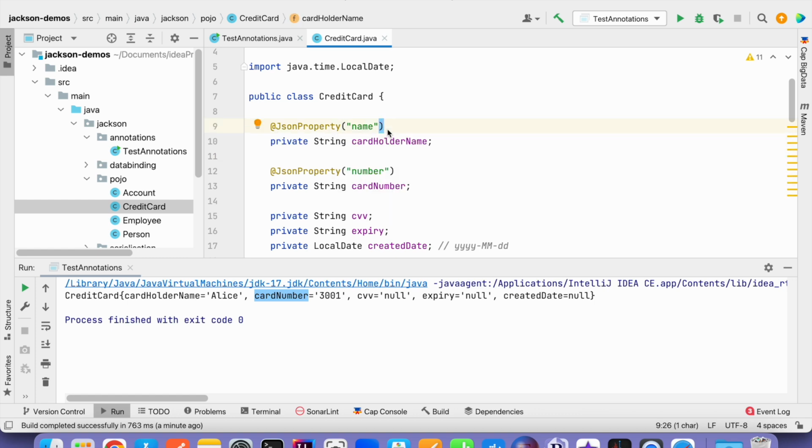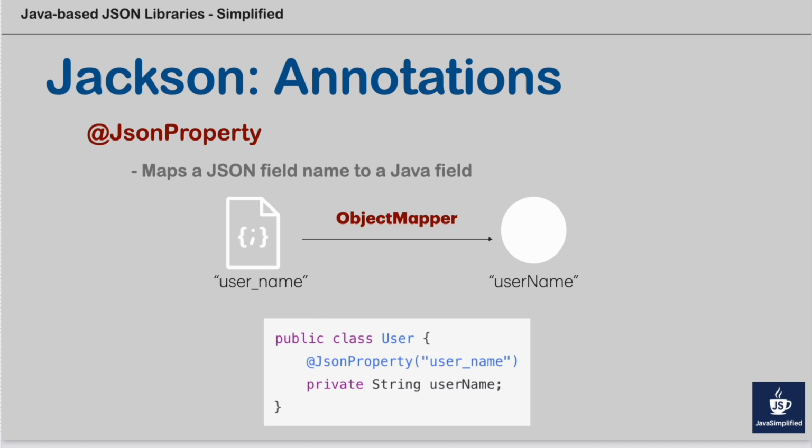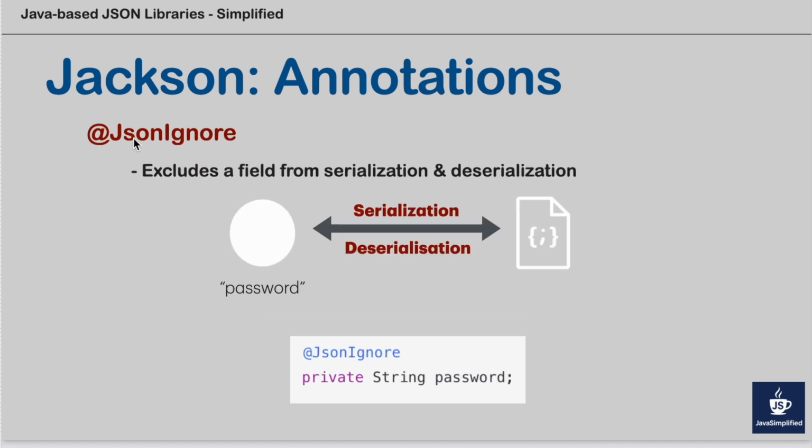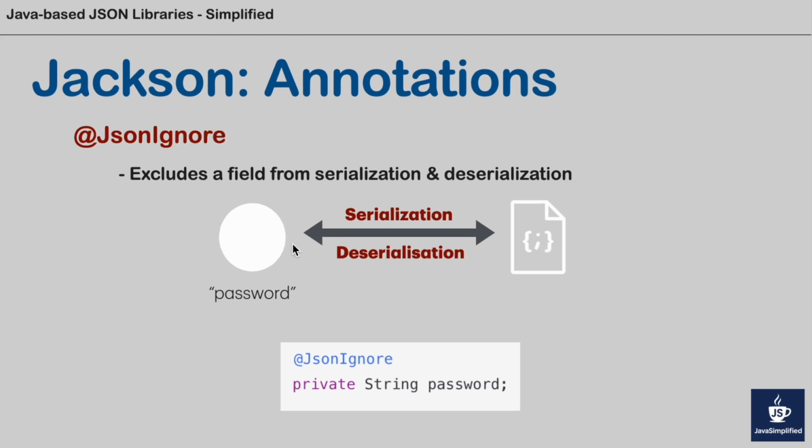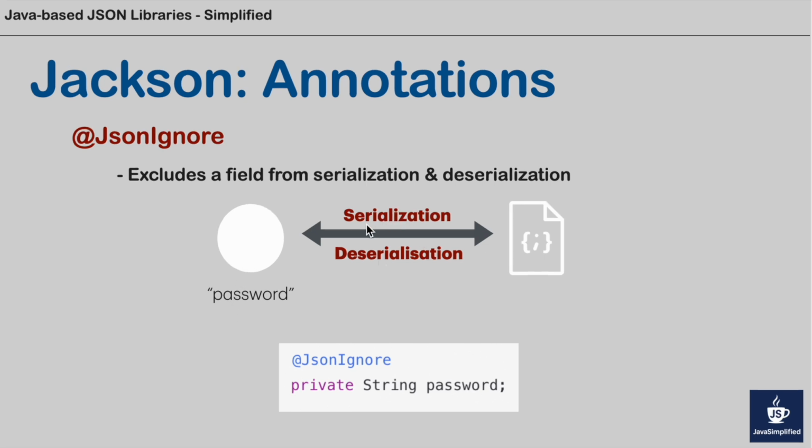Now let's move to another annotation, which is @JsonIgnore. What @JsonIgnore does is exclude a field from serialization and deserialization. Let's suppose in my Java object I have a password field which I don't want to serialize. That kind of customization we can do with @JsonIgnore, meaning we are ignoring a specific field in serialization and deserialization. Basically, in data binding we are ignoring a particular field.